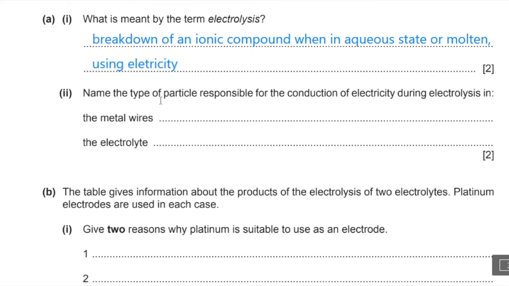Name the particle responsible for the conduction of electricity during electrolysis in the metal wires. So we have electrons flowing through the metal wires, and in the electrolyte itself, we have the ions carrying charges.